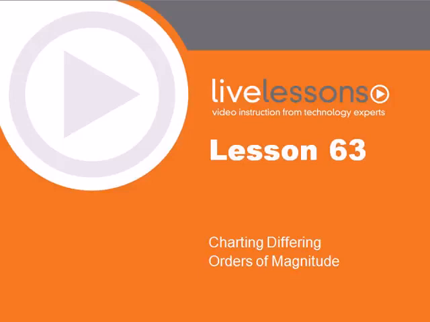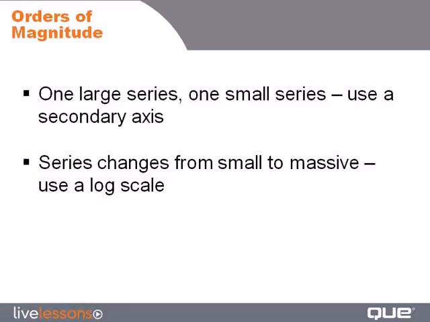Lesson 63. Charting Different Orders of Magnitude. In this lesson, we'll take a look at two different problems. One where we have two series, one large and one small, and we'll be able to solve this using a secondary axis. Another problem is where we have a series that changes from small to massive, and then we're going to use a log scale to solve that problem.